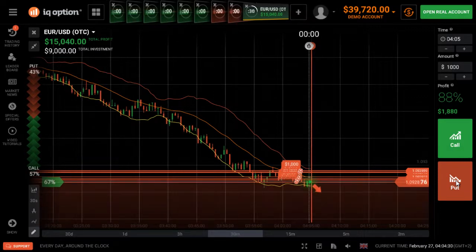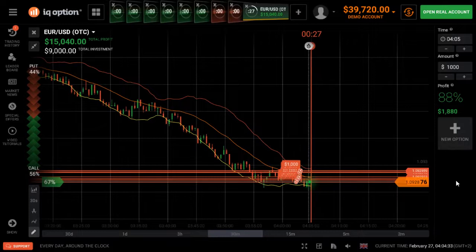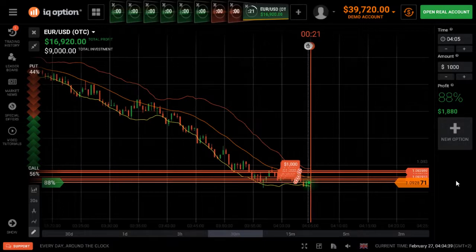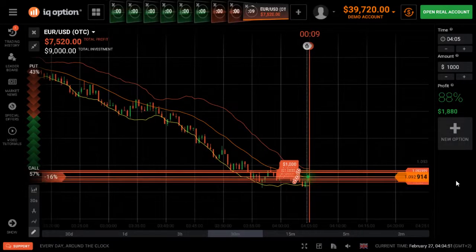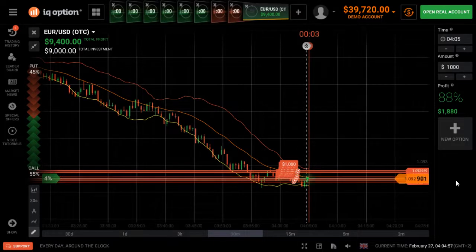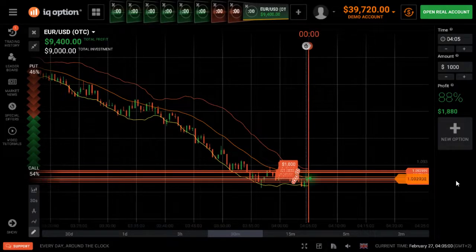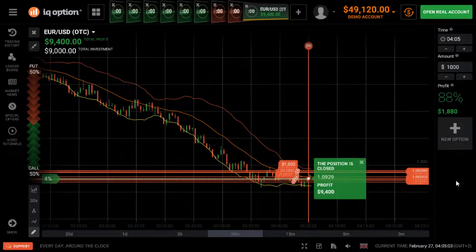So another 30 seconds, maybe green's going to grow. Its Bollinger Bands lost the angle. It's almost neutral now. Still, I'm not losing though. Okay, so this is it for this session. Basically $3,000 became almost $50,000.